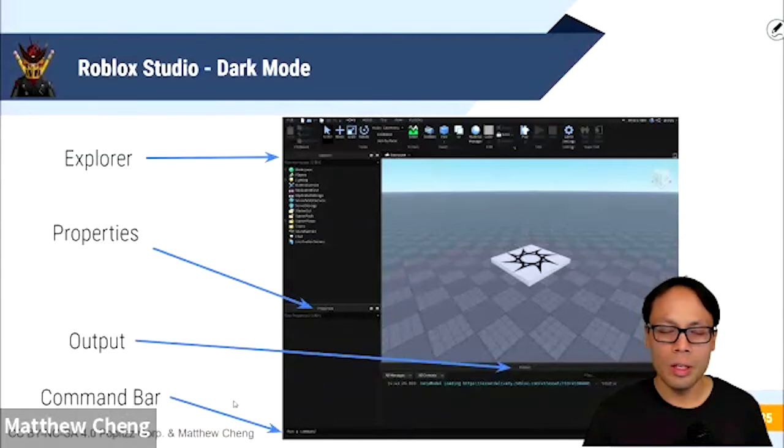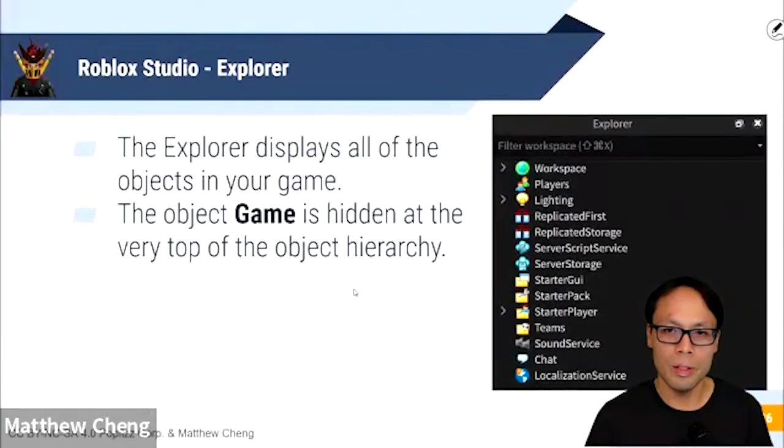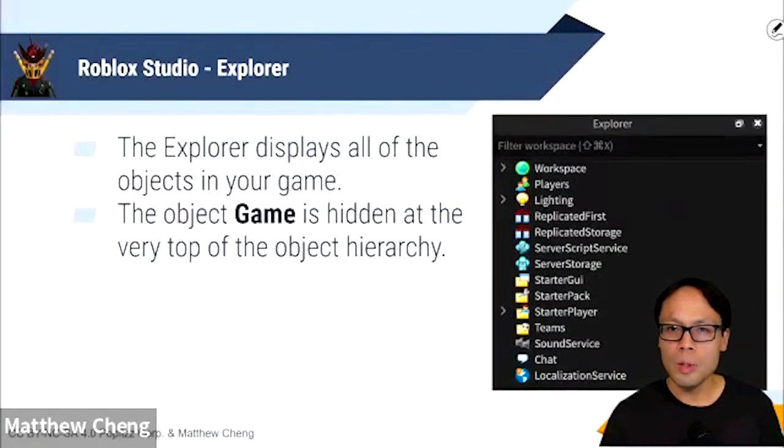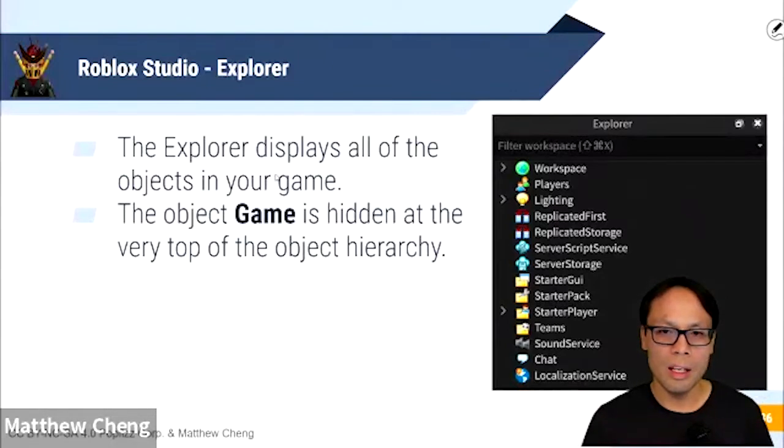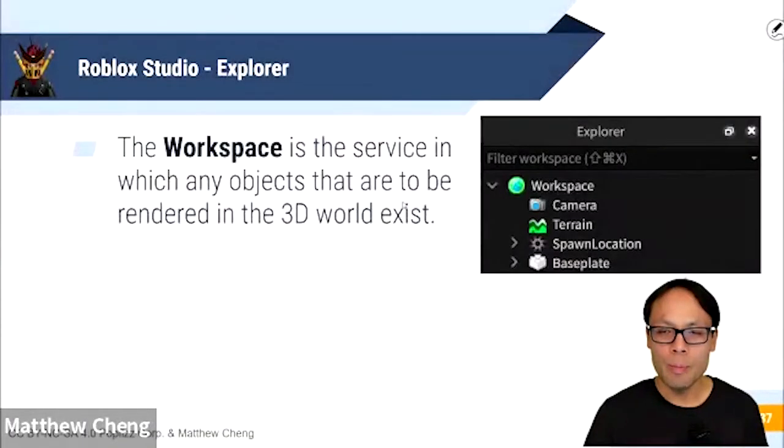And also there's a command bar all the way at the very bottom that you can enable to see the output or type in commands very specifically. Now the Explorer displays all the objects in your game. And at the very top of the hierarchy, although you don't see it, there's an object called game that everything kind of emanates from. The workspace is the service in which any of the objects that you introduce into your game exist.